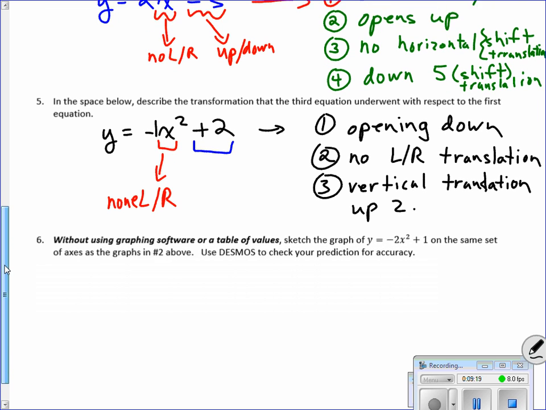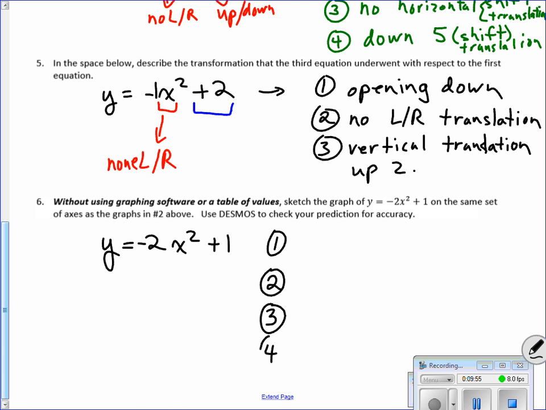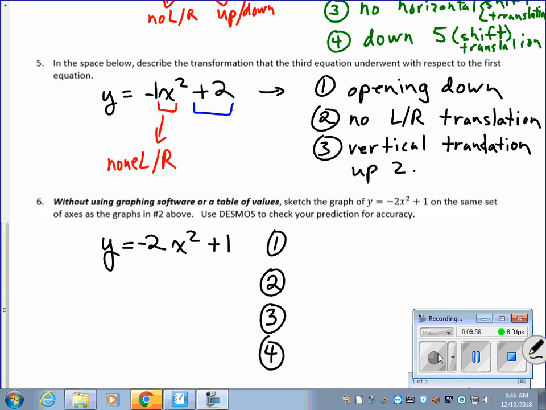Now, let's take a look at our last graph. y is equal to negative 2x squared plus 1. Based on the same calculations before, we could easily use the step pattern to graph this and use Desmos. But what I want to know is, tell me the orientation, tell me the stretch, and then tell me the horizontal shift, and then tell me the vertical shift if there is one. Pause the video here and do that problem.